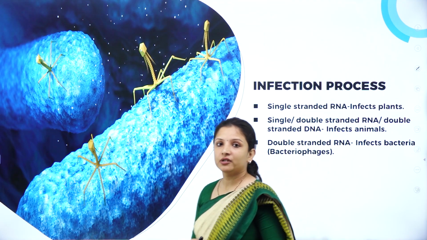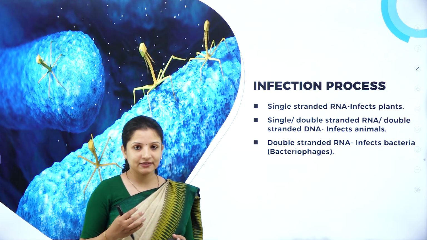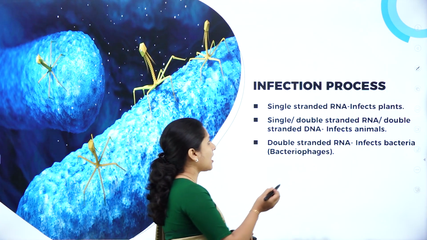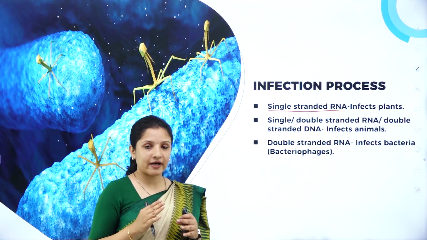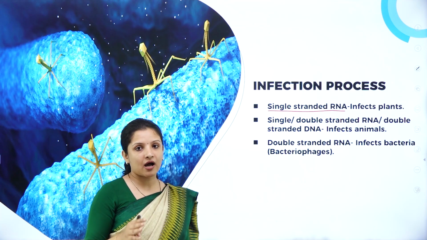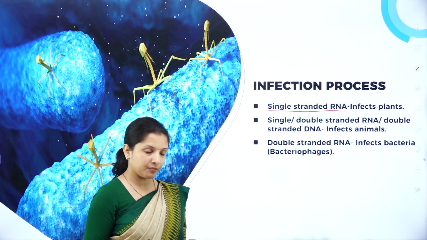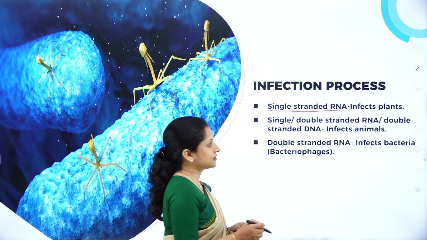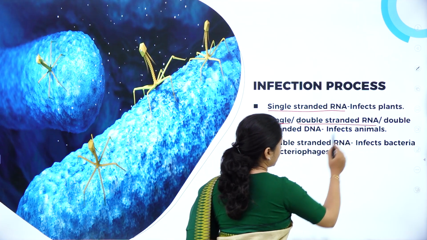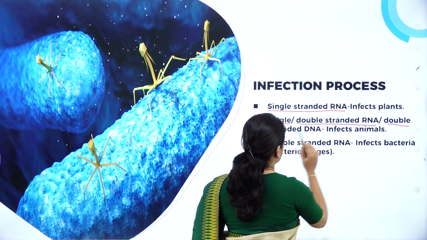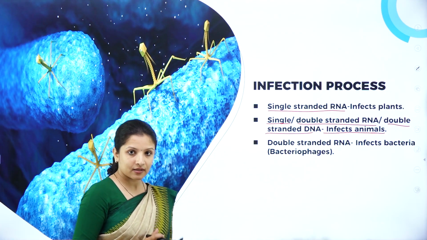Next, talking about the infection process of viruses. Those viruses that infect plants are made up of single-stranded RNA, meaning all those viruses having single-stranded RNA are the ones capable of causing diseases or infection in plants. And all those viruses which have either single-stranded RNA, double-stranded RNA or double-stranded DNA are the ones that can cause infection or diseases in animals.